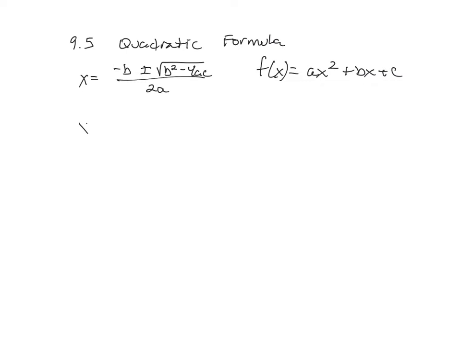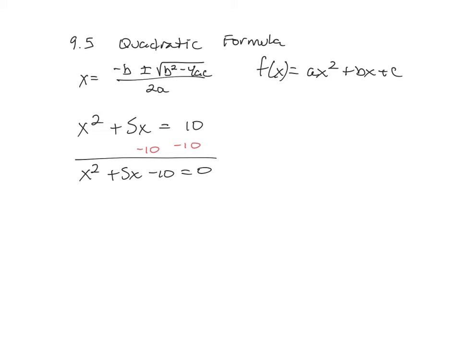So you might have something like this. So standard form would be equal to 0. So I'd want to move everything to one side. So I want it to be where x squared, x, and a number. So for this one, a would be 1, b would be 5, and c is negative 10. Okay, fairly simple, hopefully.